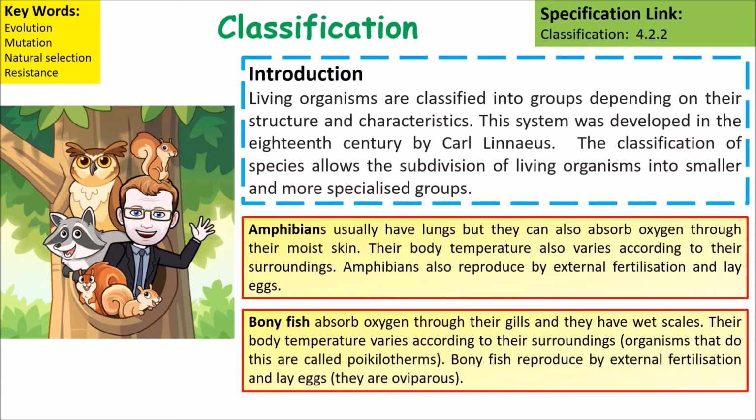Bony fish. So bony fish absorb oxygen through their gills. Their body temperature varies according to their surroundings. Bony fish reproduce by external fertilization and also lay eggs.